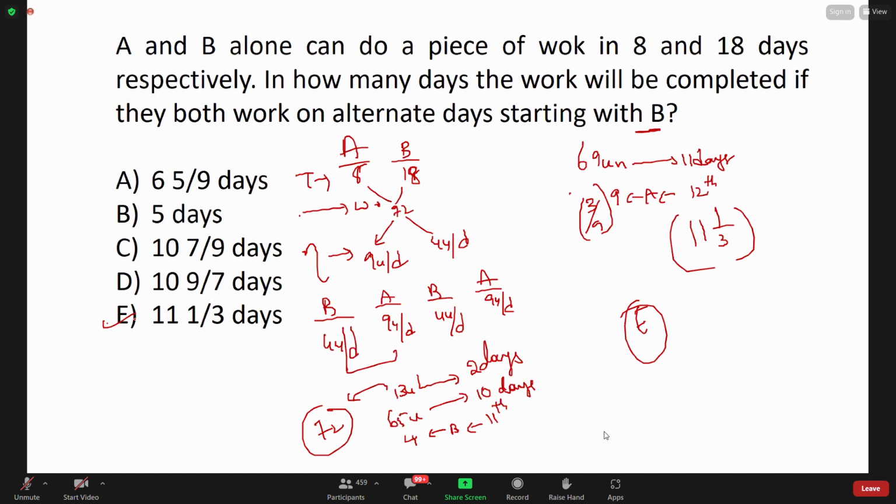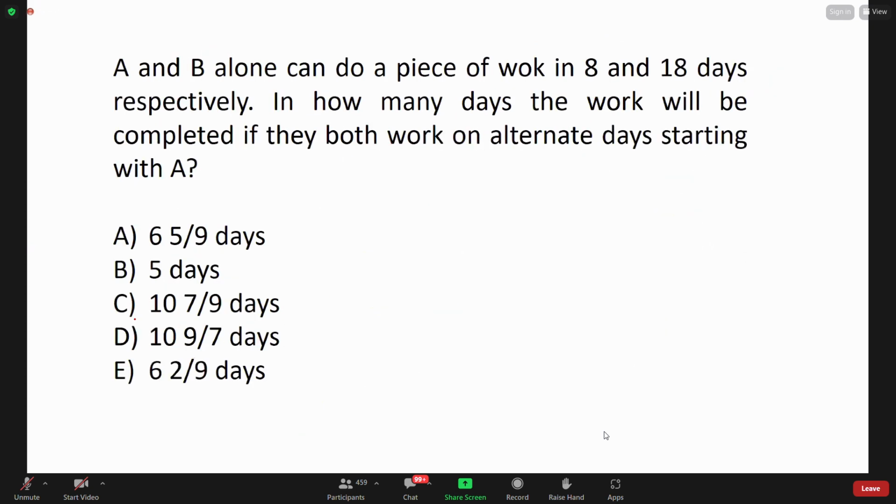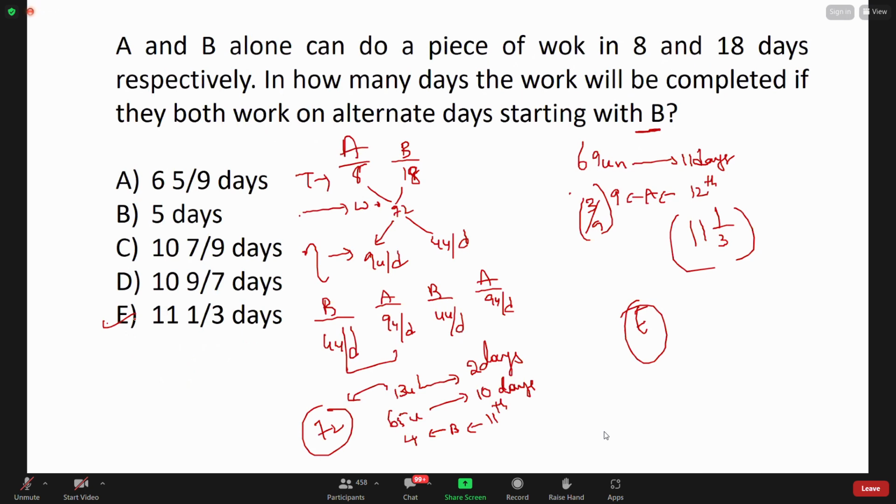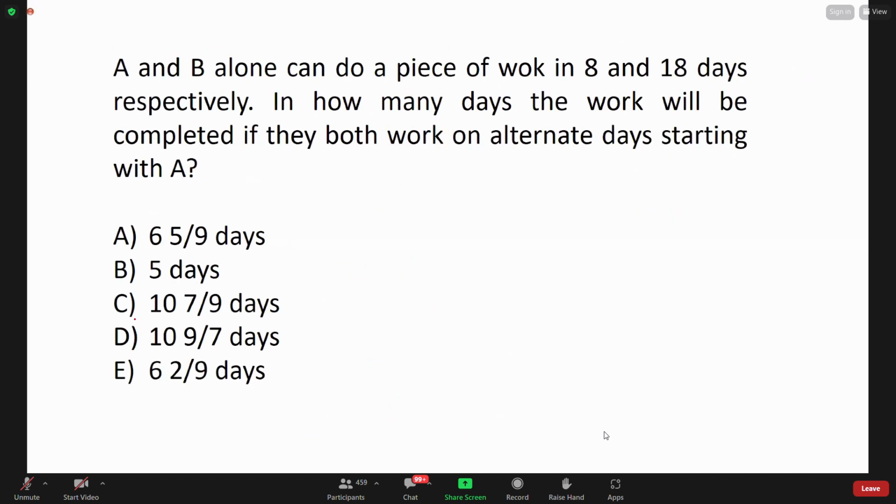I have done for A as first, 590. What did you get the answer as? Option D. You got it as option A. Okay, fine. For you, I'll show you one more thing. The next question is that the work starts with A. So now you have the answer for the next question, but not the previous one. Same problem, but just that you start this time with A.